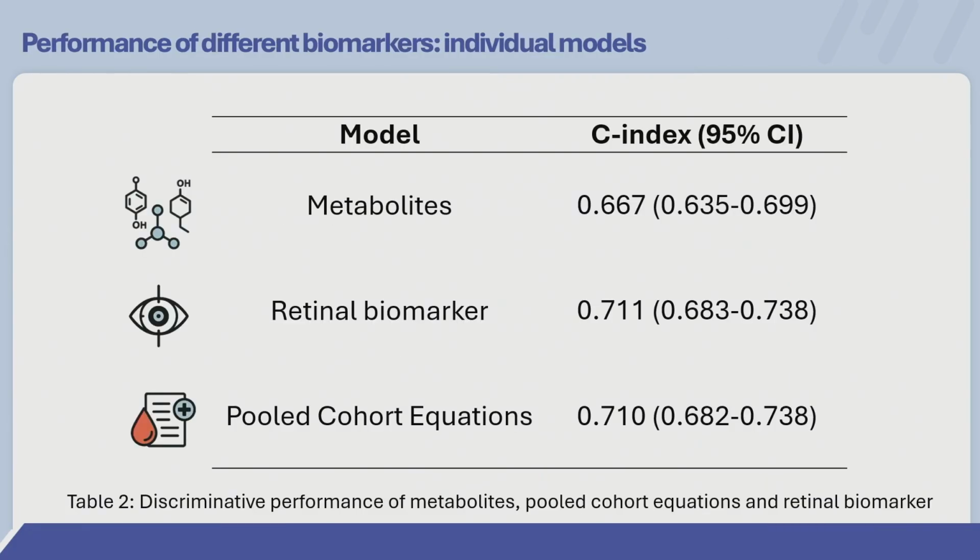So let's come to the results. The metabolites had a C index of about 0.667. The retinal biomarker outperformed everything else with a C index of 0.711. And the pooled cohort equations had a C index of 0.710. Again, very close to each other. But the interesting thing here is metabolites alone are not as good as the pooled cohort equation or the retinal biomarker. Let's look at the combined models now.